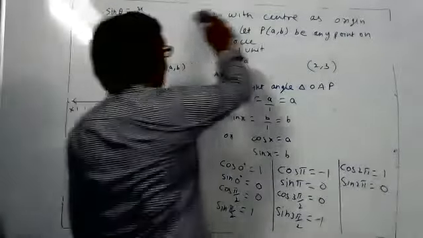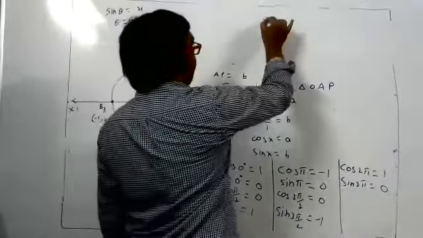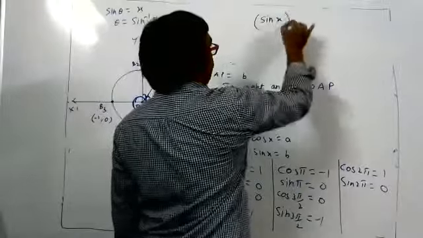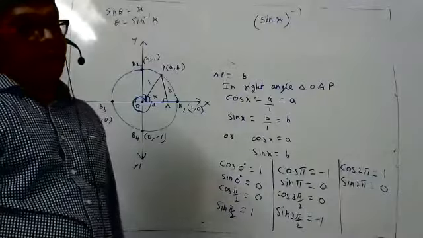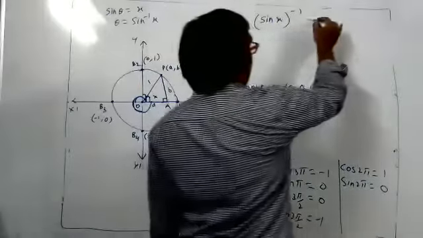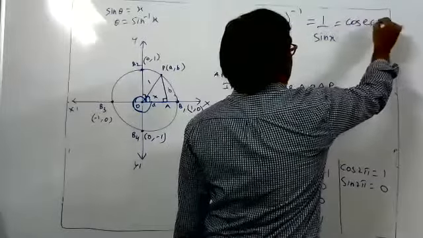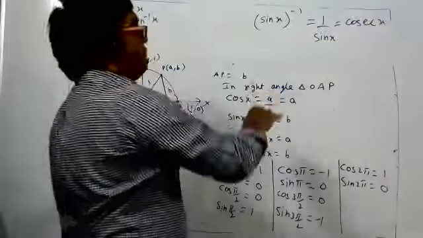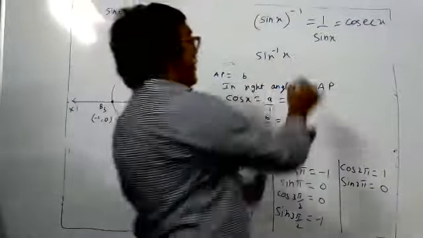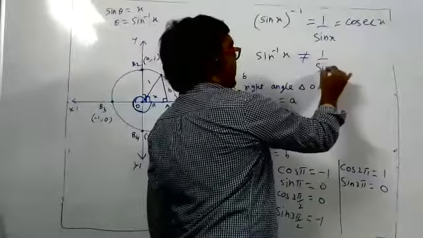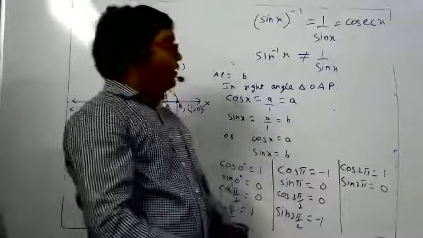Suppose I will erase the upper part of the board. Suppose somebody says like this. See on the board. Sine x to whole power -1. This is equal to 1 by sine x, which is equal to cosecant x. Any doubt till now? But if somebody says sine inverse x, you cannot write 1 by sine x. This is not power, student. This is a way to write inverse function.